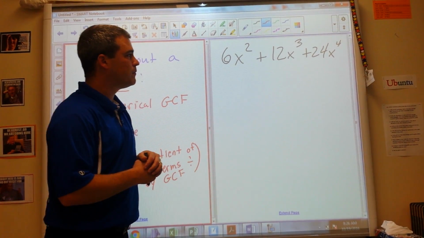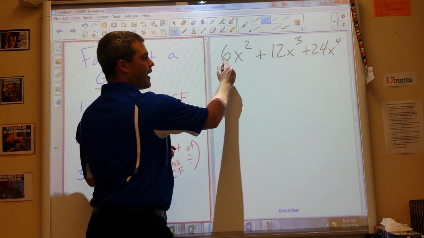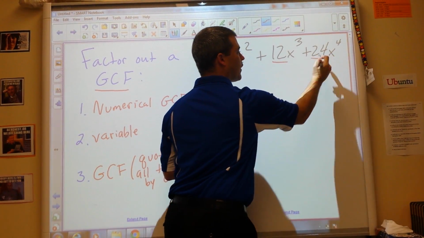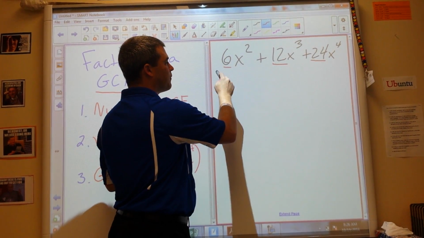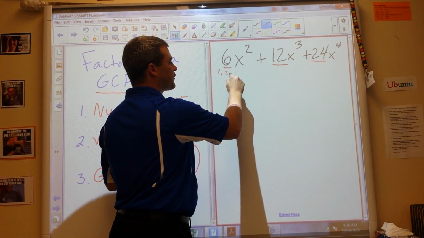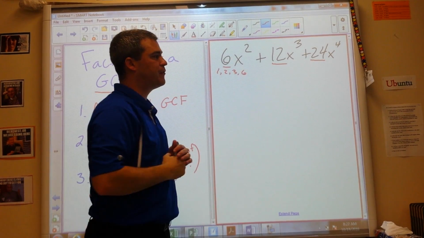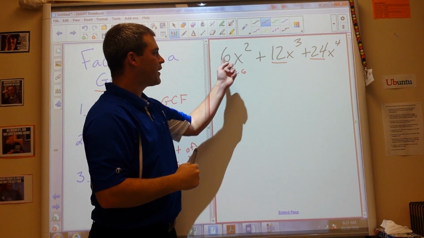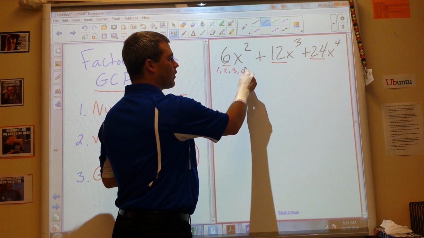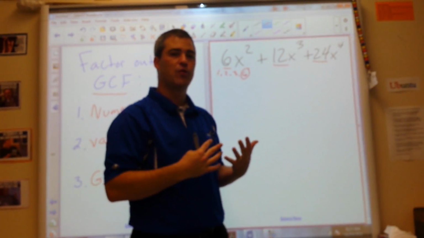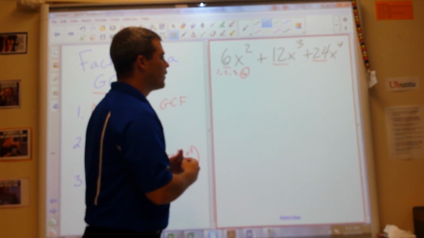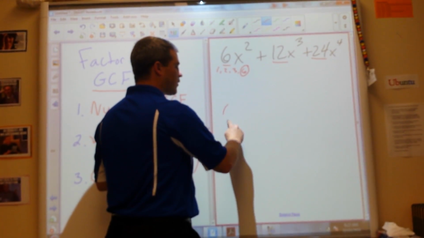So with our example, we first look at 6, 12, and 24. In the previous video, we said that 6 is our smallest number, and the factors of 6 are 1, 2, 3, and 6. Well, 6 goes into 12 and 24, so that is my greatest common factor. If you were to factor out a 2, you'd have to break it down even further. So 6 is my numerical GCF.